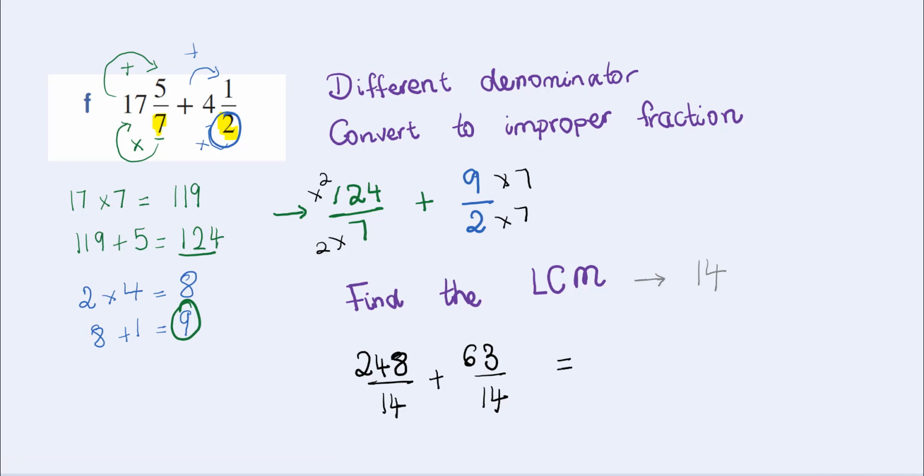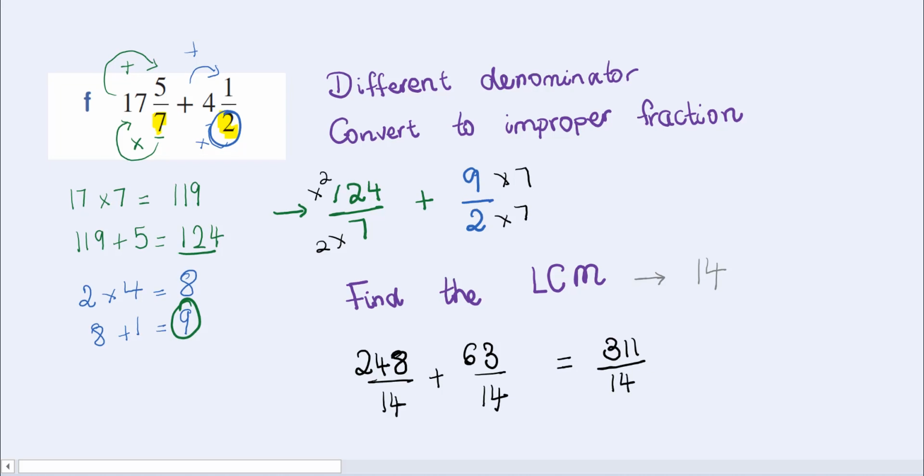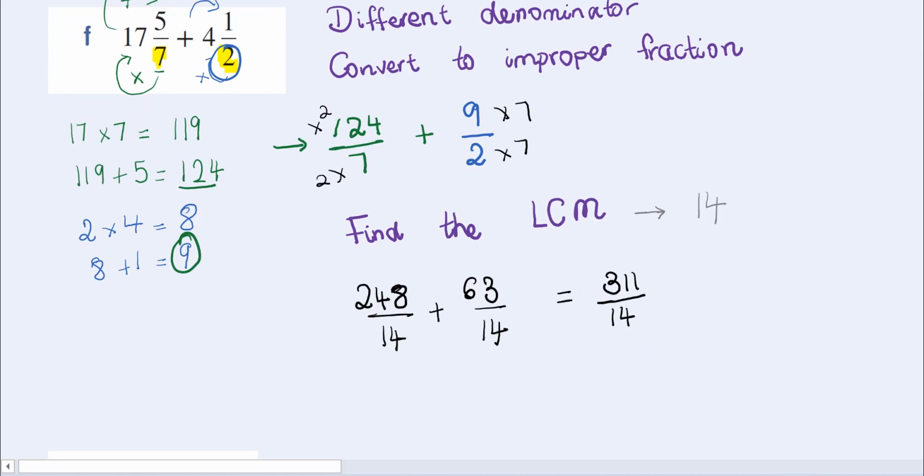So now that you have the same denominators, I'm going to add 248 and 63, and you get an answer of 311 over 14. So once you've done that, you need to check your answer. I can see it's 311 over 14. So I need to think, can I simplify this fraction further? Because your answer always needs to be in the simplest form.